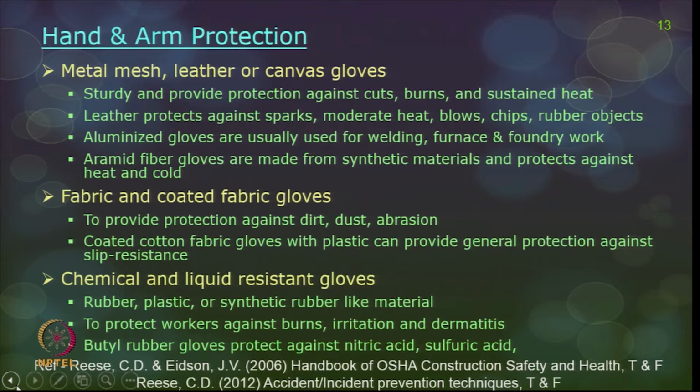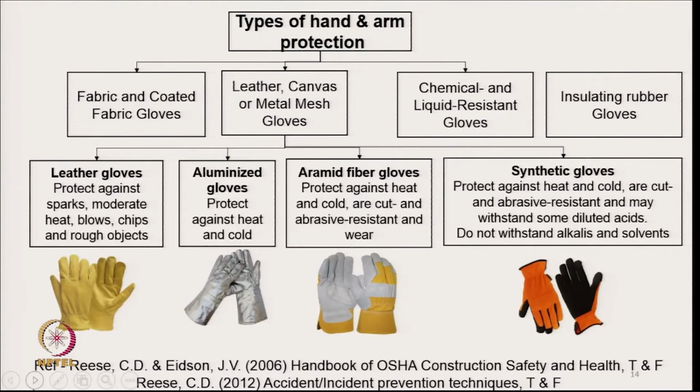The next is fabric and fabric coated gloves, primarily giving protection against dirt, dust and abrasions, and cotton fabric gloves coated with plastic can provide slip resistance. The next is chemical and liquid resistant gloves. This material is primarily rubber, plastic or synthetic rubber-like material. It protects workers against burns, irritation and dermatitis, and there are special varieties of rubber gloves which also protect against acids. So, these are the different types available.